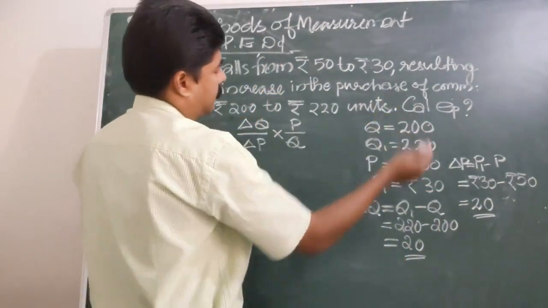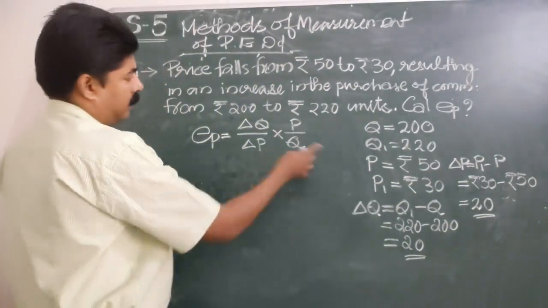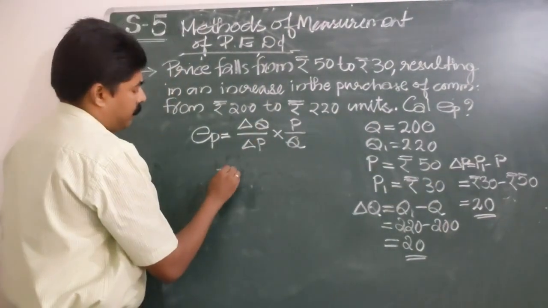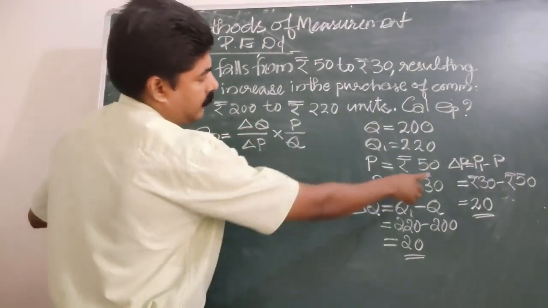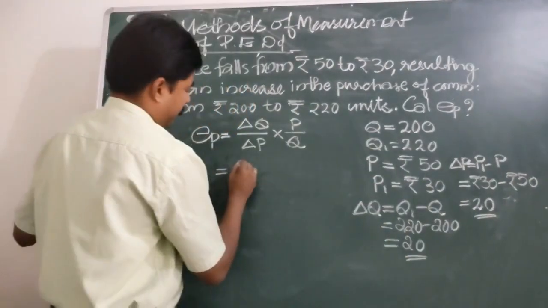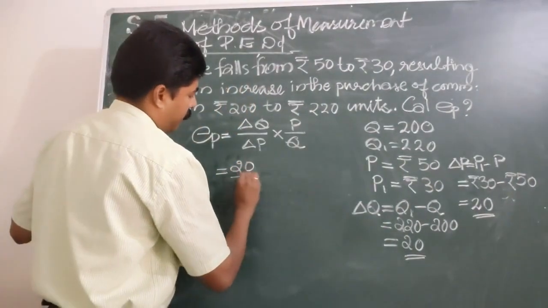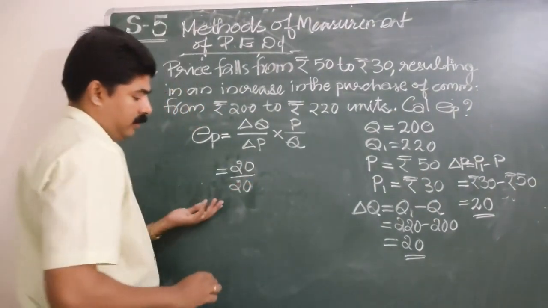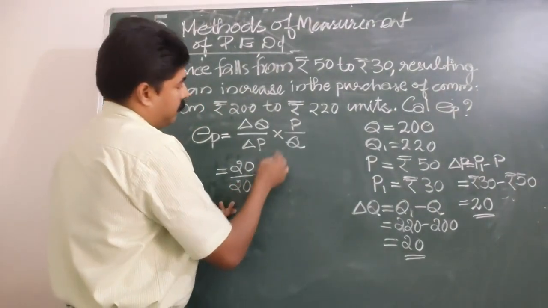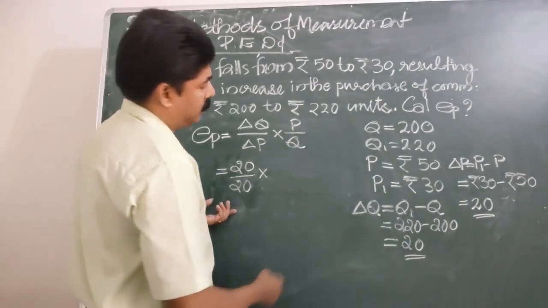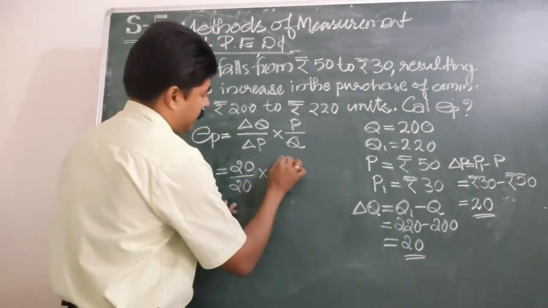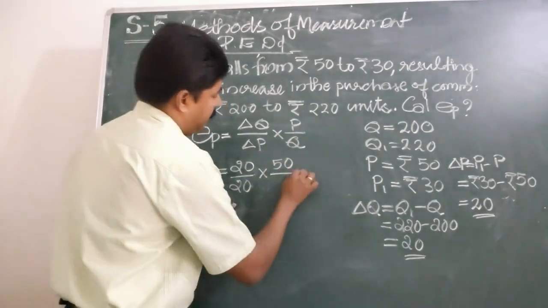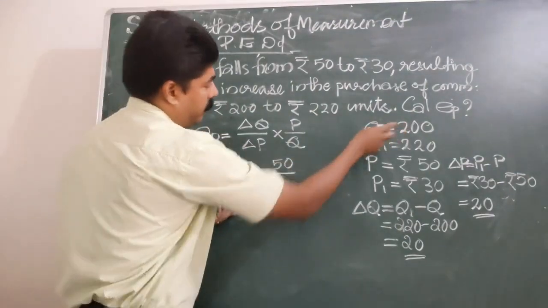So we have got delta P and P. Now we can apply the values in the formula. Delta Q we have 20, upon delta P, which is also 20, into P upon Q. P is equal to 50, right? 50 upon Q. What is Q? Q is 200.